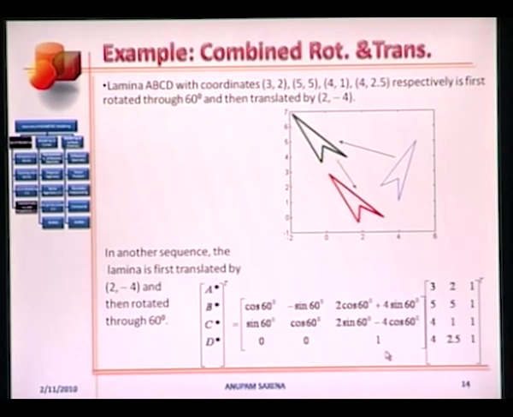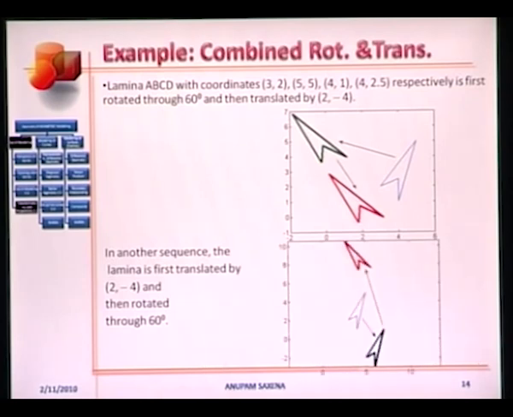If we plot the 4 points in different positions, we see this. The lamina in blue is the original position, first translated to the green position, and then rotated to the red position. Note two things here. The orientation of the final position of the lamina here and here are the same, but the positions are slightly different.